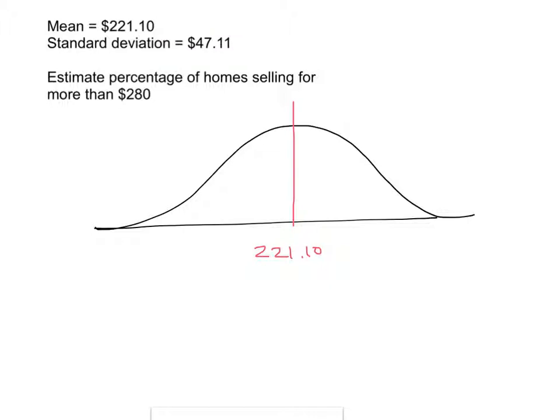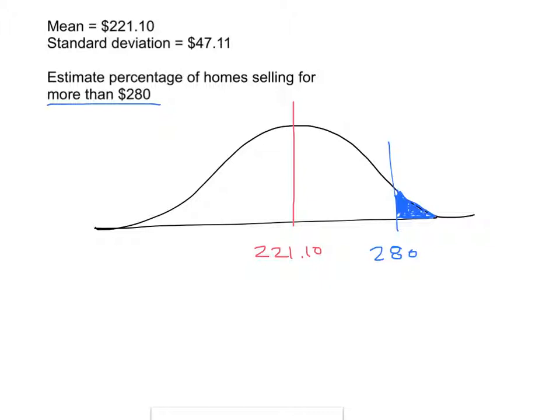So now what they said is estimate the percentage of homes selling for more than 280. Well, 280 is out here somewhere. I don't know exactly, but let's just say right there. And more than means to this side of the line. If it said less than, then I would be interested in below the line. But they said more than. So I'm going to find this area under the curve, which will in turn give me an actual percentage.